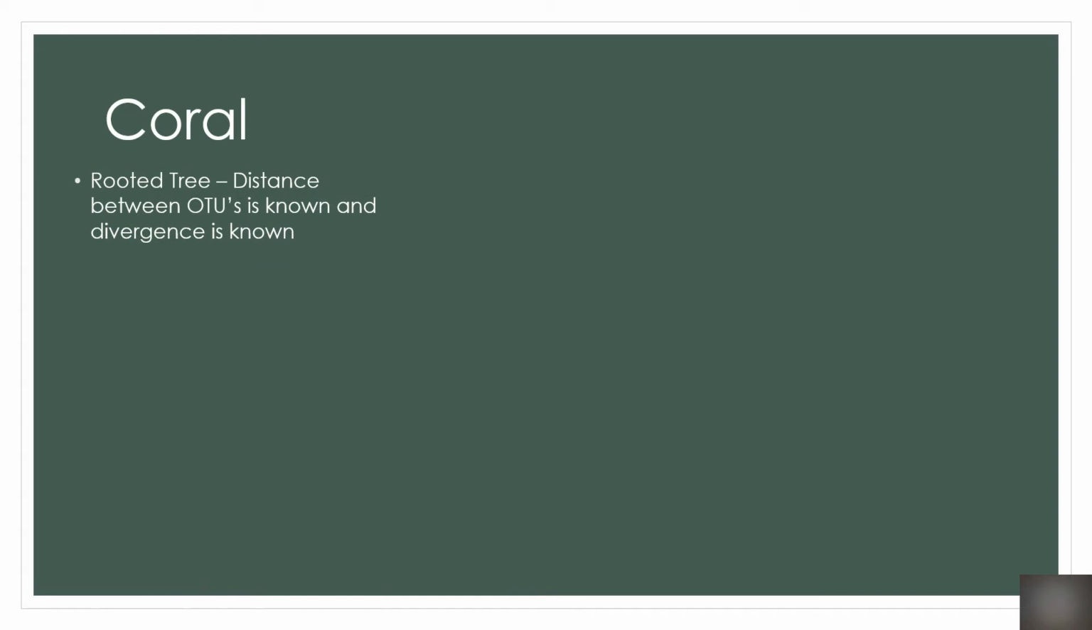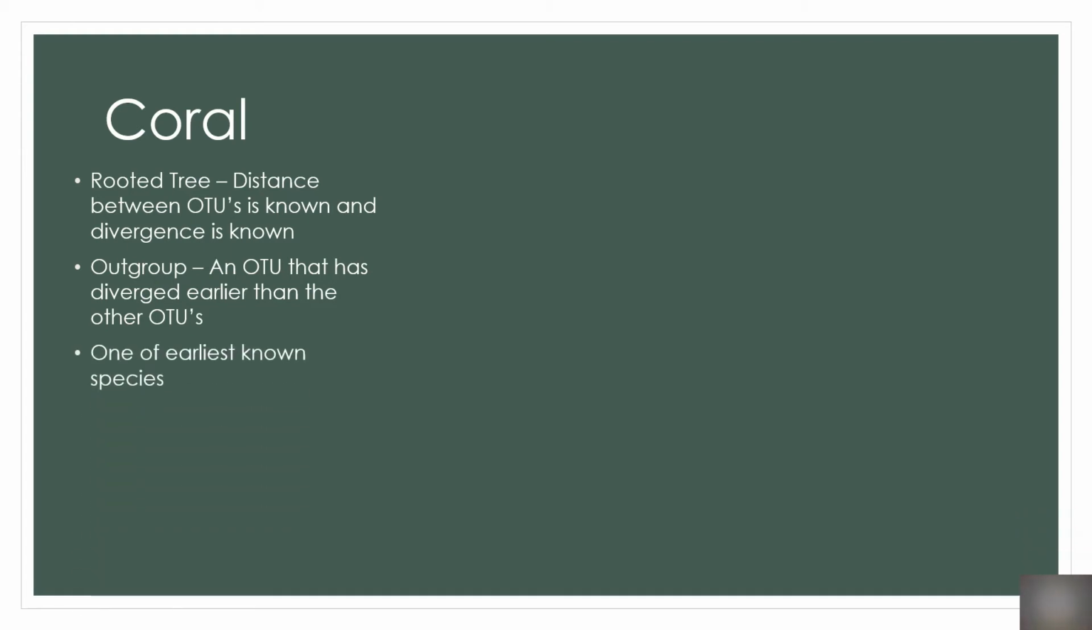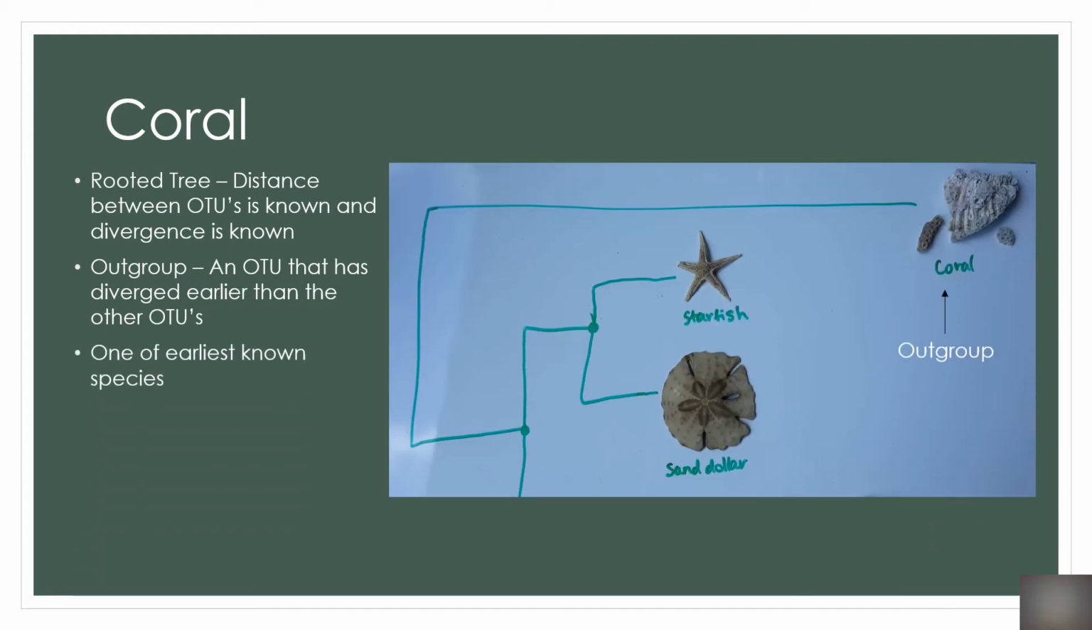My phylogenetic tree is a rooted tree since I can infer the distances between the OTUs and the divergence is known. The outgroup is also what makes the tree rooted and is an OTU that has diverged earlier than the others. In this case, my outgroup is the coral. The coral is one of the earliest known species compared to the others. An internode is a node that shows a common ancestor between two species.